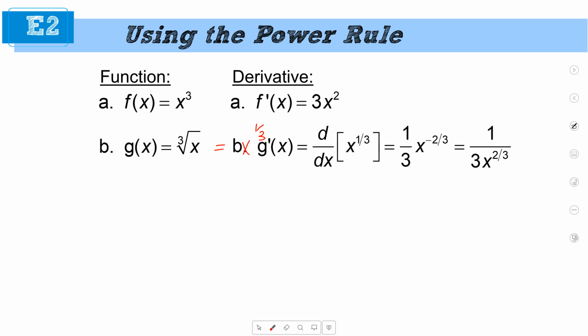Let me get rid of that mess in there. This is the same thing as x to the 1/3. Bring the exponent down, reduce it by 1. 1/3 minus 1 is negative 2/3.